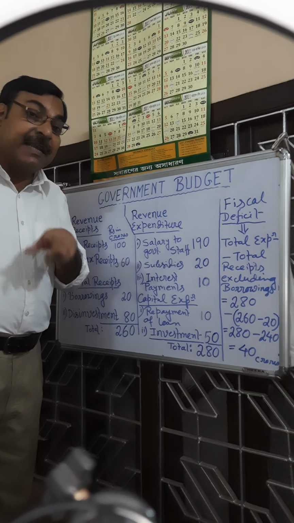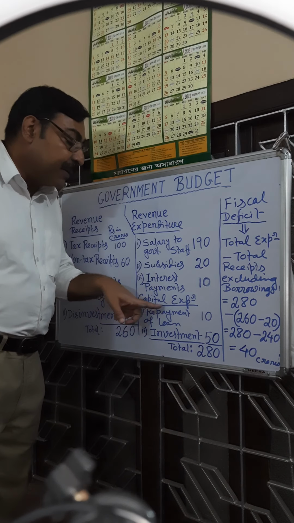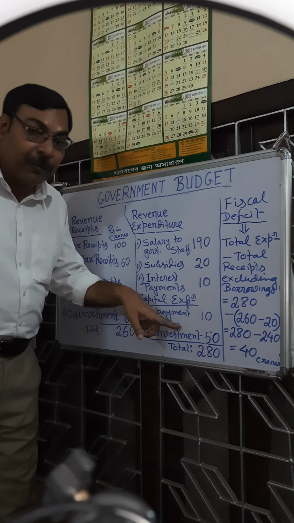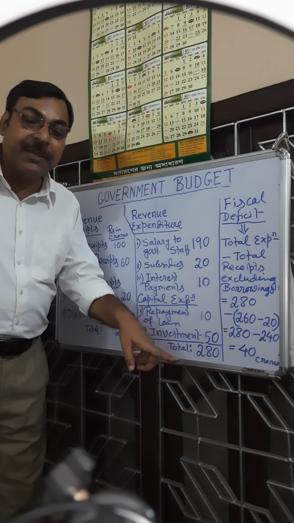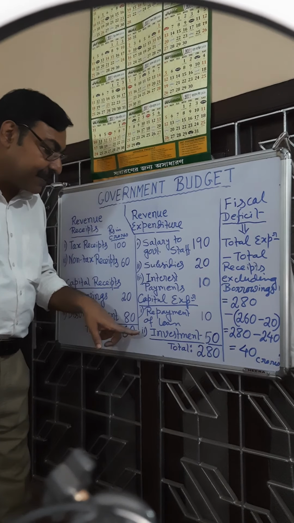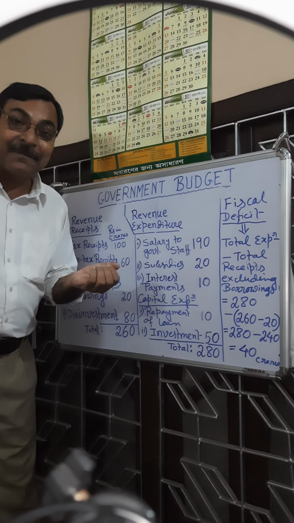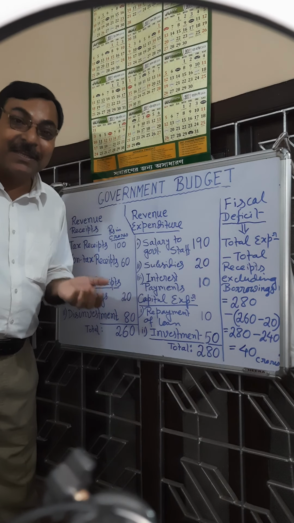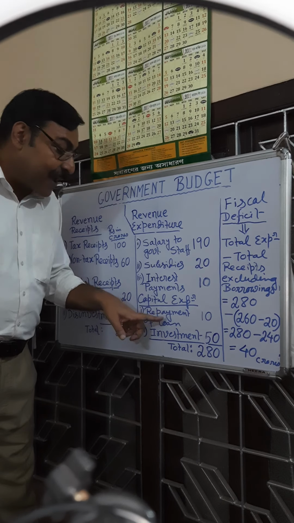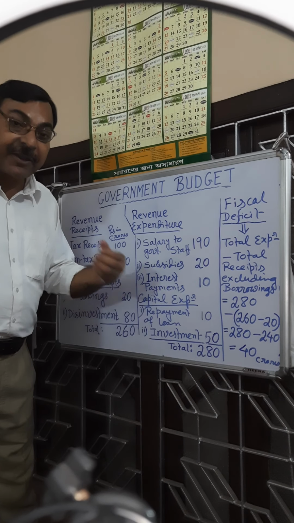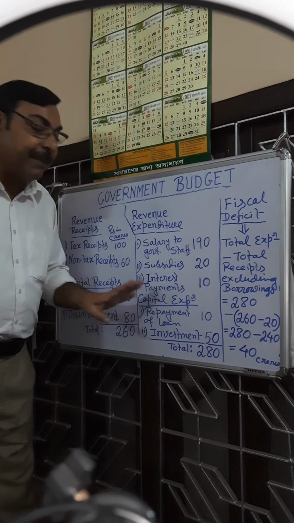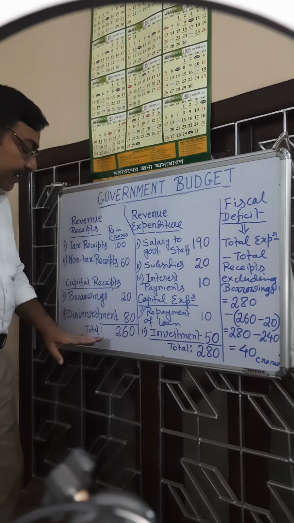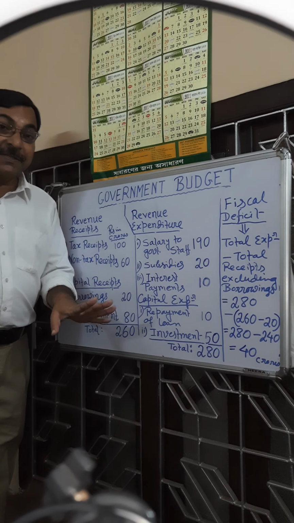But if asset liability conditions are affected, that will be capital expenditure. Capital expenditure: repayment of loan reduces your liability. Investment, where you are purchasing shares, increases your financial assets with the increase in shares. Because these expenditures affect asset liability condition, they are within capital expenditure. Total expenditure is 280; expenditure is more than total receipts, so it is a deficit budget.